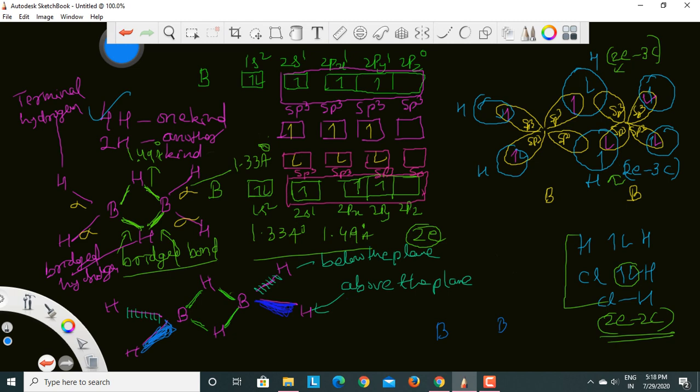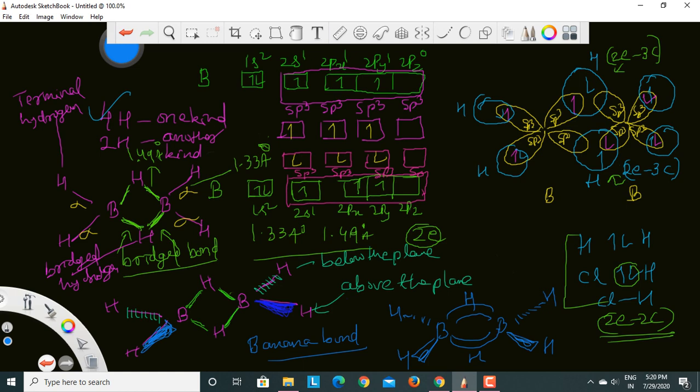So here two hydrogens are here, and here two hydrogens are here. Here the hydrogen is making a bond. One is above the plane like this, one is below the plane like this, and one is above the plane like this, and one is below the plane like this. So these are four terminal hydrogens, and these are two bridged hydrogens, and it looks like a banana. This is also called a banana bond, and this is called a bridged bond. So this is the structure of diborane.